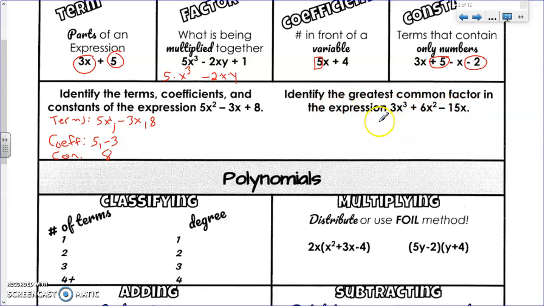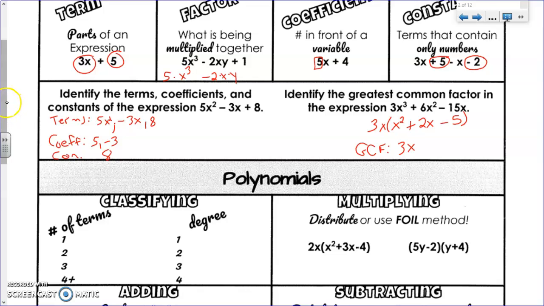Identify the greatest common factor in this expression. So 3 will go into all of those terms, and then 3x's, 2x's, and 1, so 3x is that, and then remember we divide, so that would give me x squared plus 2x minus 5. Now the GCF is 3x.